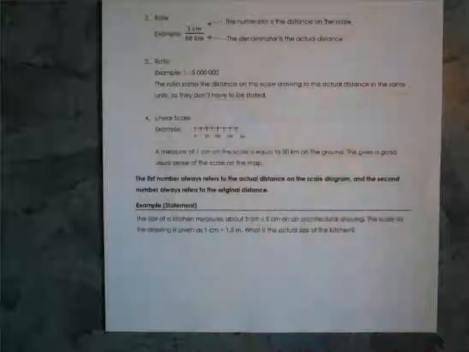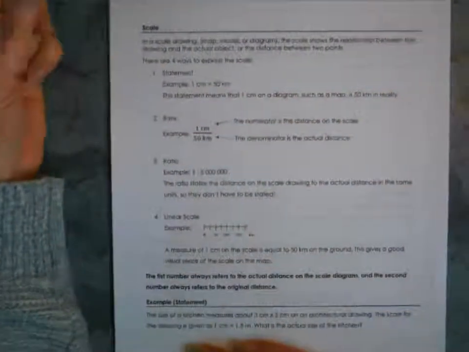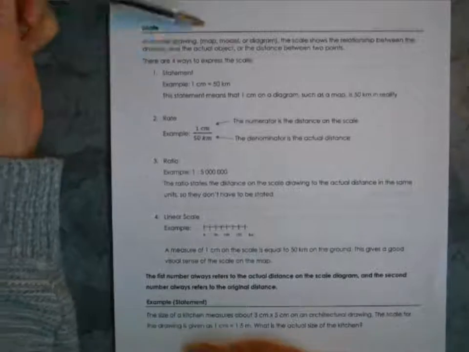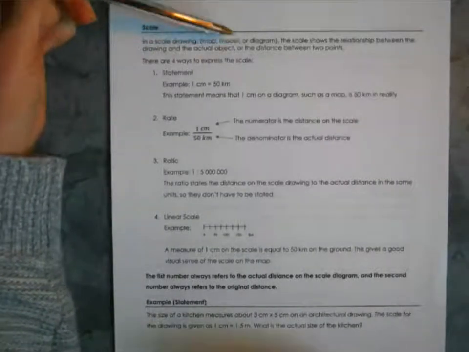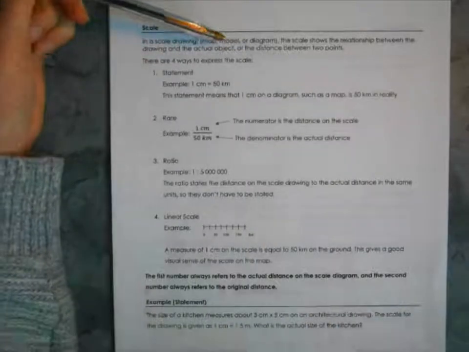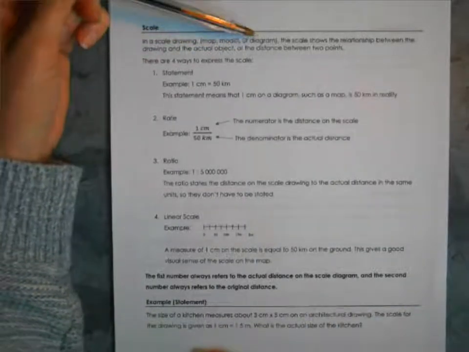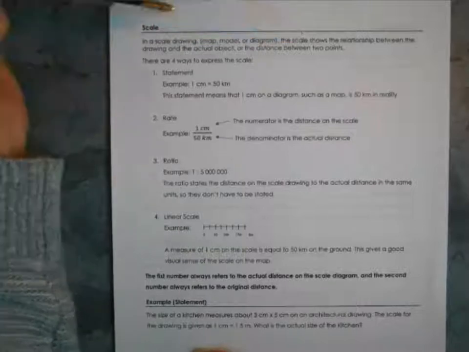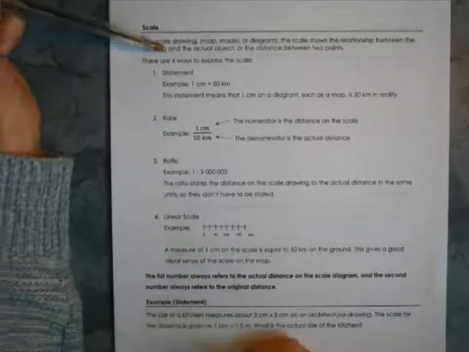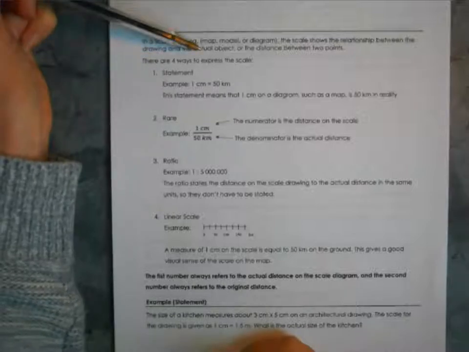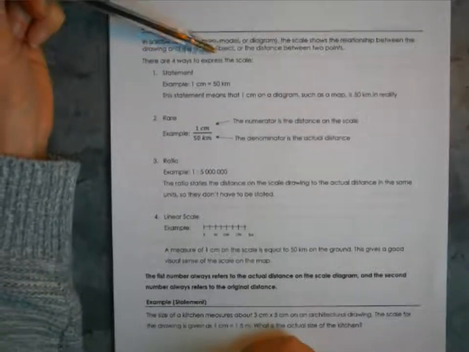Let's look at some of the different ways we can represent scale. So in a scale drawing, so you could have a map or a model, so that wouldn't really be a drawing, but you have a model of something, or in a diagram. The scale shows the relationship between the duplicate, the drawing or the model, and the actual object or drawing.